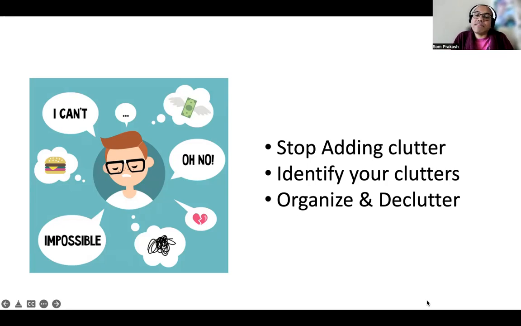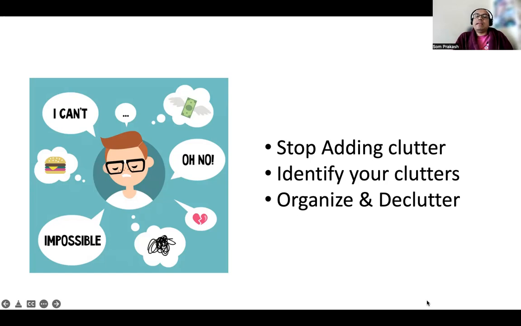The second thing is identifying your clutter. You must be thinking, I want to clear up my mind, I want to have a clear vision and focus, and I want to have clarity of thought process. But that is very generic. So you have to break it down to identify the clutter, the things that are stopping you from having that clear vision and focus.